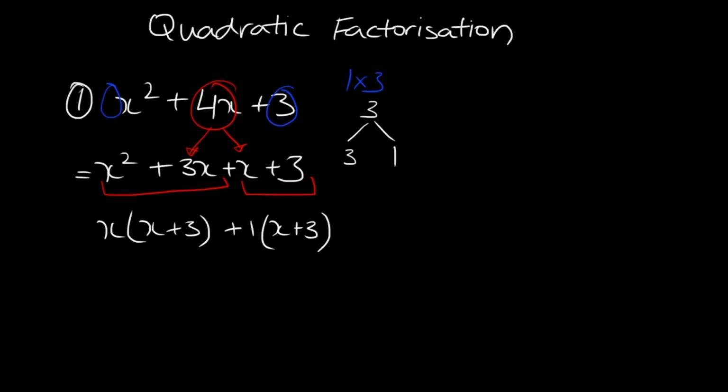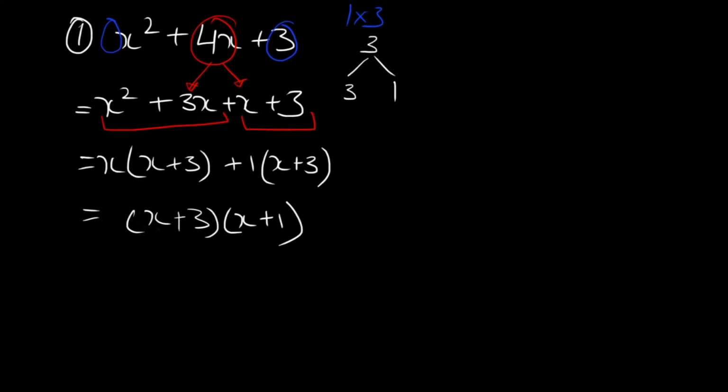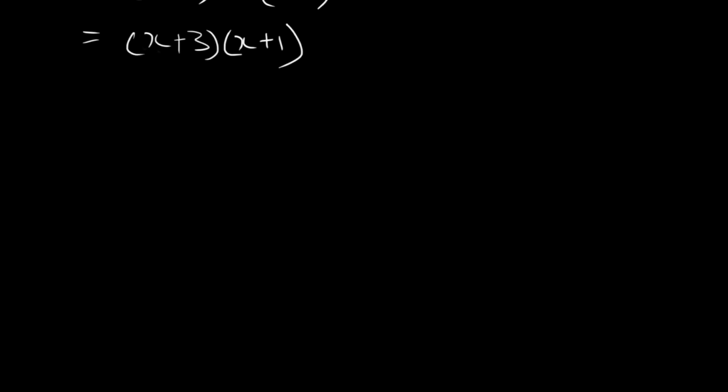Oh, forgot my equal signs. Okay, and we can write in just x plus 3 and x plus 1. So we've factorized this one. Now let's take a look at another example. That one was fairly straightforward. So let's have a look now at example 2.